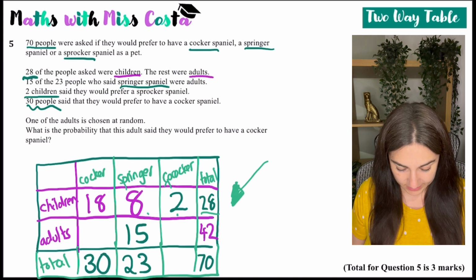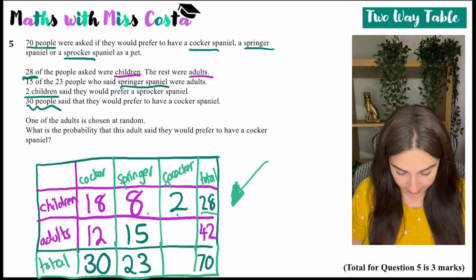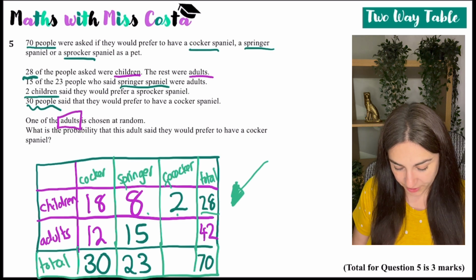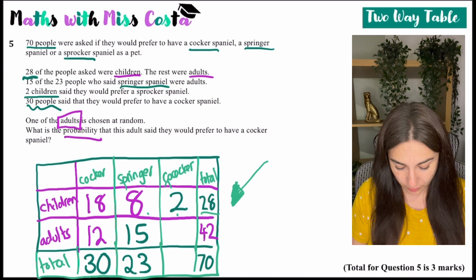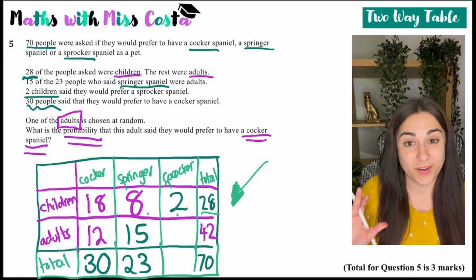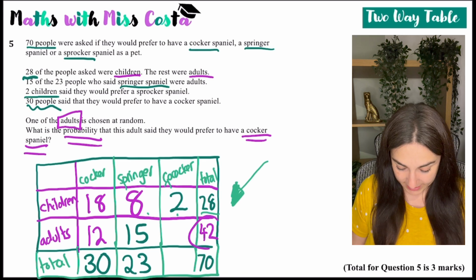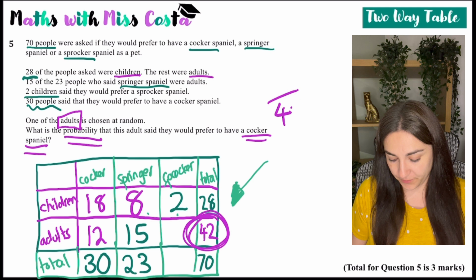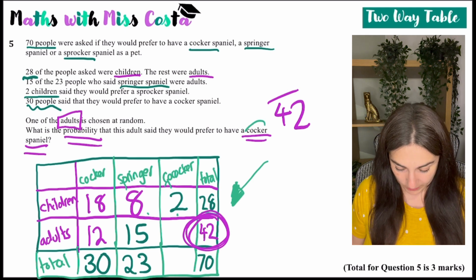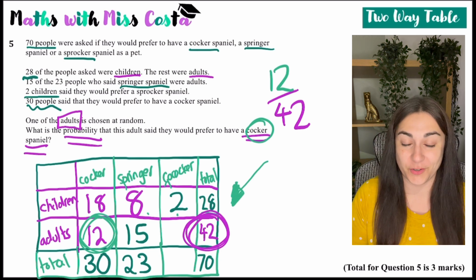And then you can work out any bits of missing information. That must be 12 because 18 plus 12 makes 30. The question says, one of the adults is chosen at random. What is the probability that this adult said that they would prefer to have a Cocker Spaniel? So one of the adults is chosen at random, so the probability is only going to be out of the total adults, and there's 42 adults in total. And then how many wanted a Cocker Spaniel? 12. So the probability would be 12 out of 42.